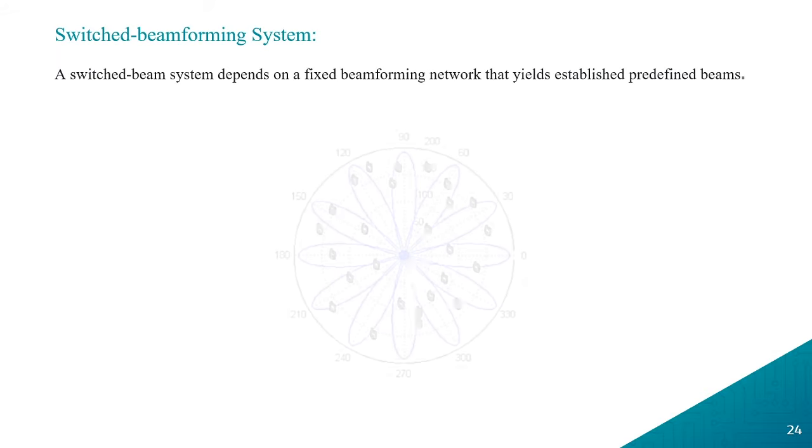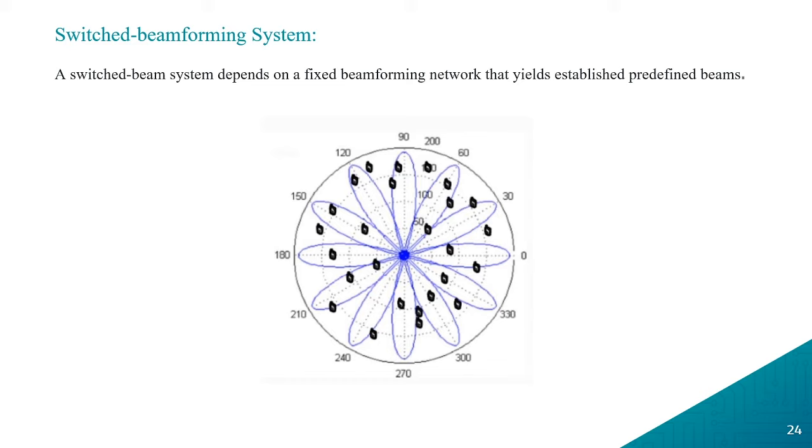Now, beamforming techniques can be divided into two main types: switched beamforming and adaptive beamforming. A switched beam system depends on a fixed beamforming network that yields established predefined beams. In this way, we don't focus on individual users or devices, but a fixed beam is focused in a direction and different devices can come under that beam, which can result in interference, of course.